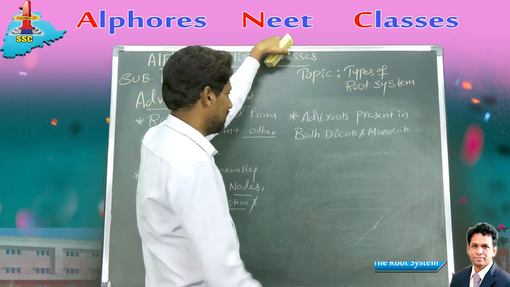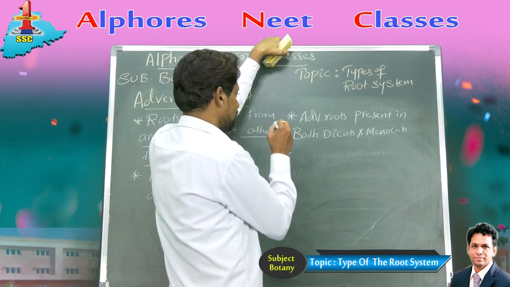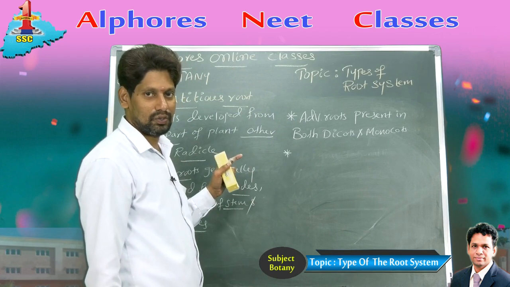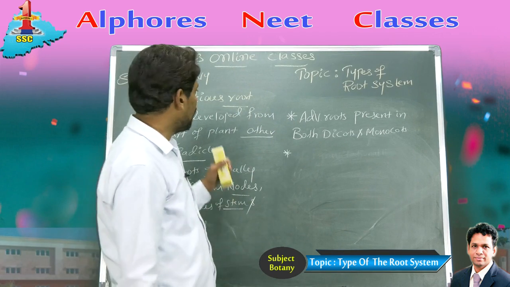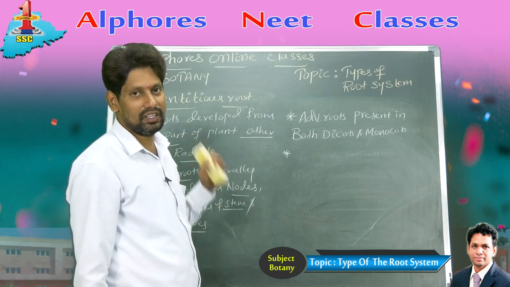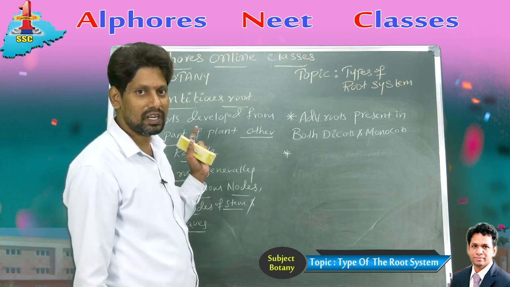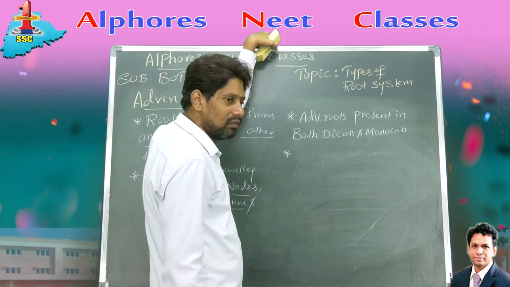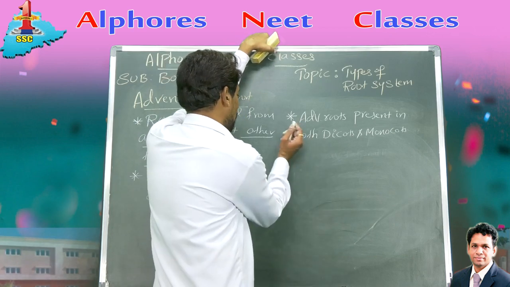Is it okay? Right? We are discussing which roots? Adventitious roots. Now go for examples of adventitious roots. Now listen here. Adventitious roots are present in what? Both dicots as well as monocots, right?